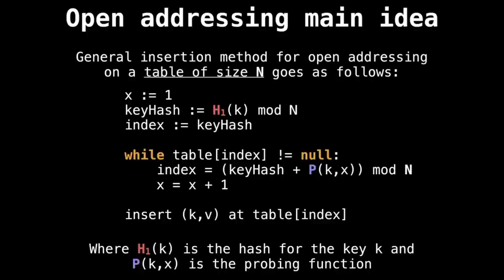So we're going to loop while we are still hitting spots where there are already keys, and every time that happens, we're going to offset our key hash using a probing function. In our case, it's going to be the double hashing probing function. And we're also going to increment our value of x so that we keep probing along further and further. Once we find a free slot, then we can insert our key value pair into the hash table.